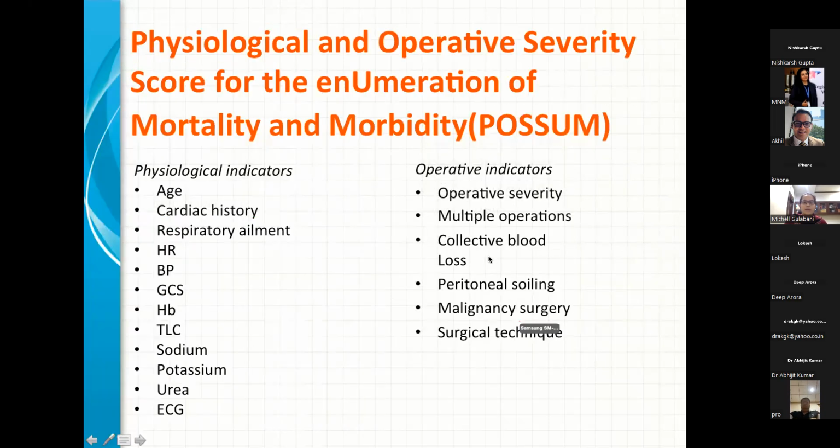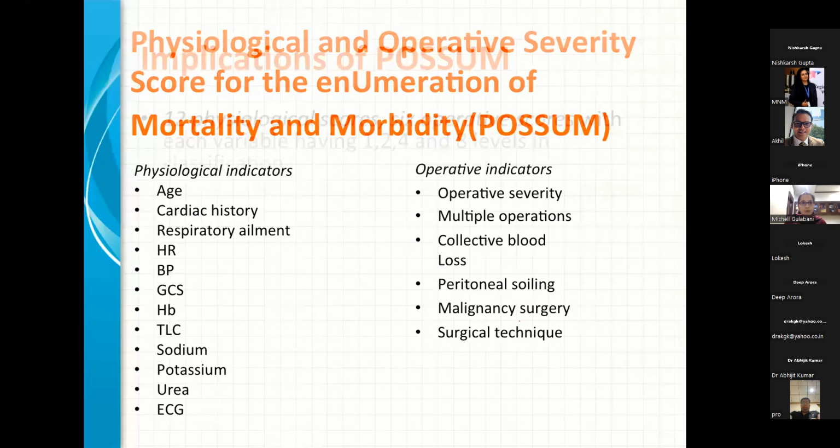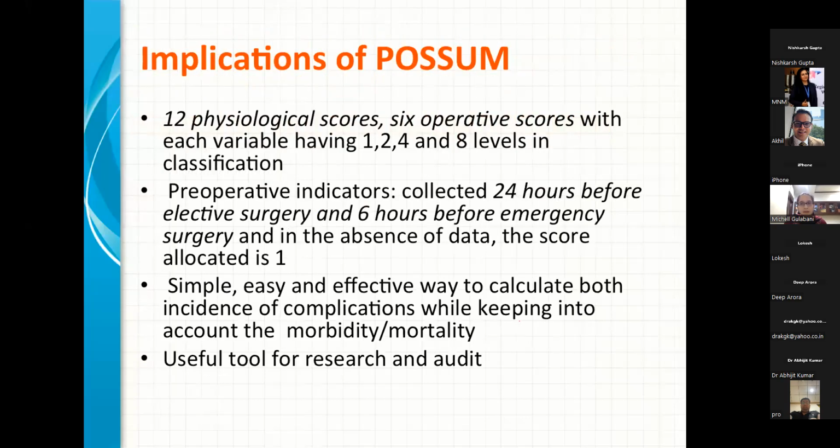Another commonly used method is the POSSUM score, which includes 12 physiological indicators and 6 operative indicators. Each of them is given a score, and for these, the samples are collected 24 hours before an elective surgery and 6 hours before an emergency surgery. It is a simple, easy, and effective way to calculate the incidence of complications, keeping into account both morbidity and mortality. It is also a useful tool for research and audit.